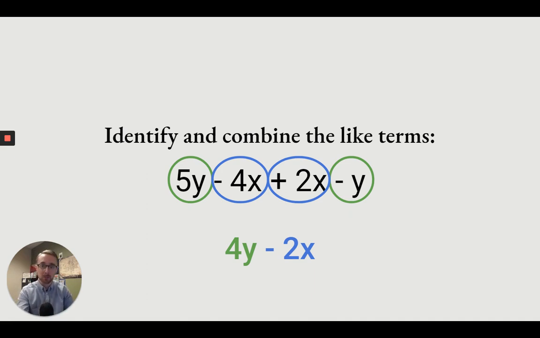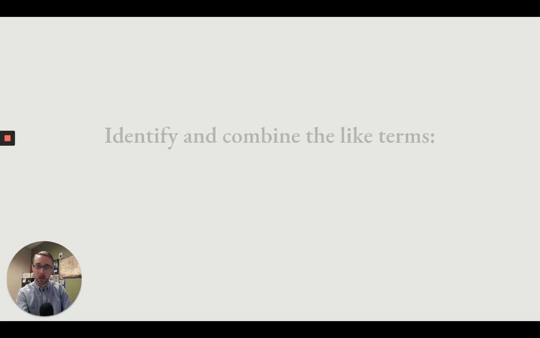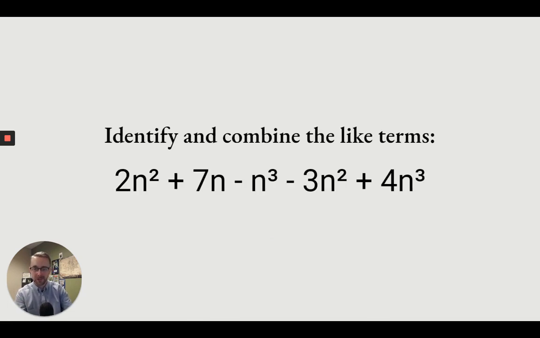It's called simplifying expressions. Let's look at one more example together. This is going to be more complicated, but we can do it together. Here's our expression: 2n squared plus 7n minus n to the third minus 3n squared plus 4n to the third.